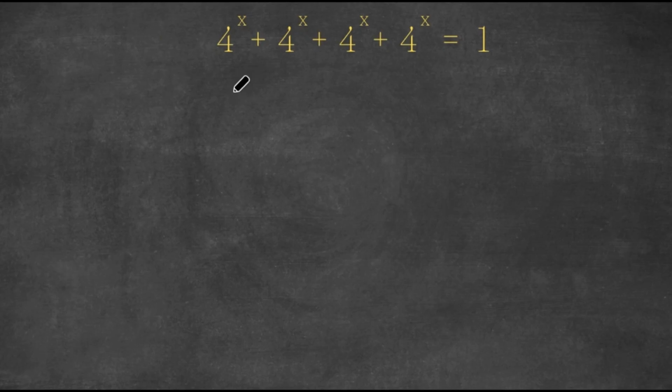In today's video, I'm going to be teaching you guys how to solve this exponential equation. So we have 4 to the power of x plus 4 to the power of x plus 4 to the power of x plus 4 to the power of x is equal to 1.